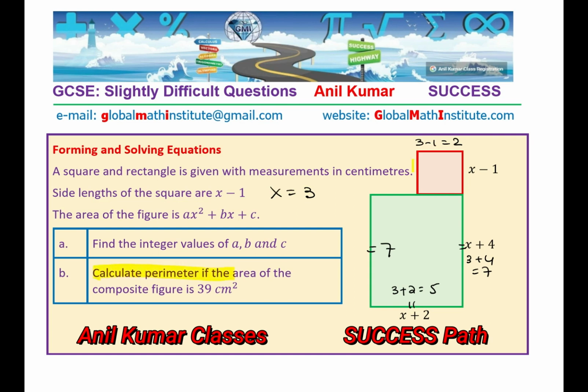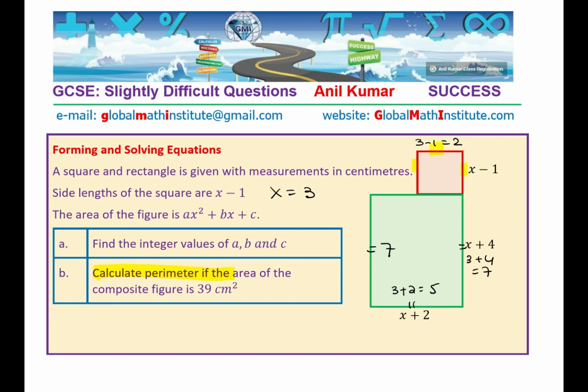So for the perimeter, we have three sides of this square, right? So let's add these three sides. So 2 plus 2 plus 2. So we got these three sides, correct? Now we can add this side, which is 7, right? We can add this side, which is 5. We can add this side, which is 7. And we have to add only this side.